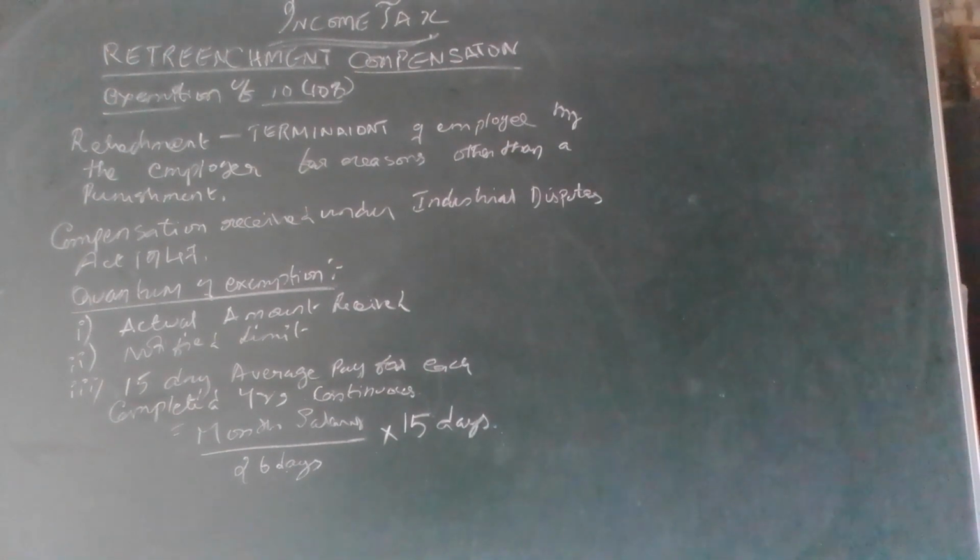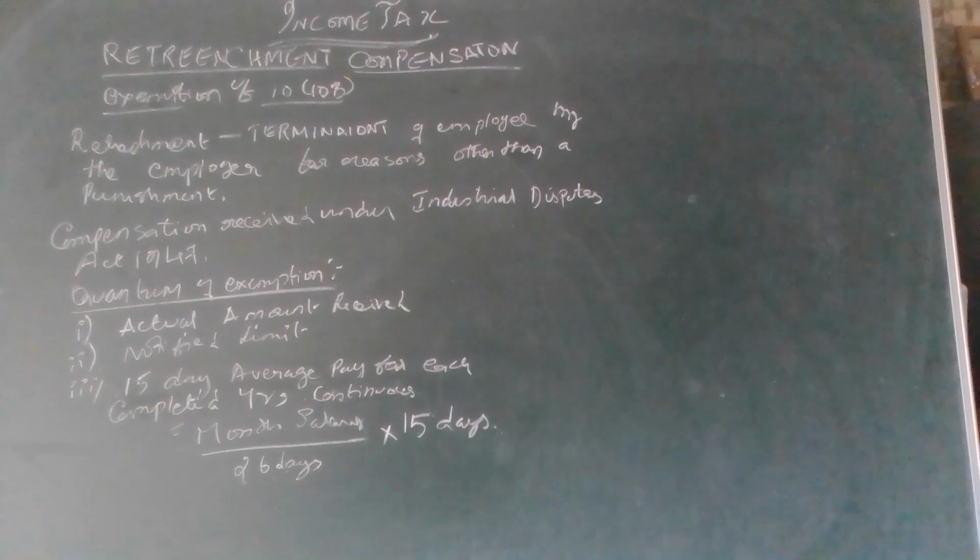Then the third condition is 15 days average pay. What is that? We already discussed: 15 days means 15 by 26, into the monthly salary he received. And this is for every completed year of service, continuous years of service. Continuous years of service means service in excess of 6 months. Average pay means for completed years of continuous service.